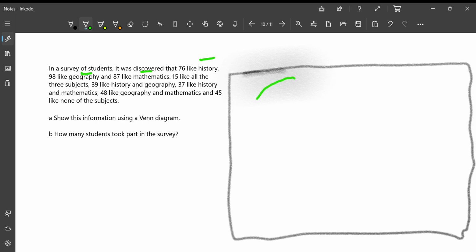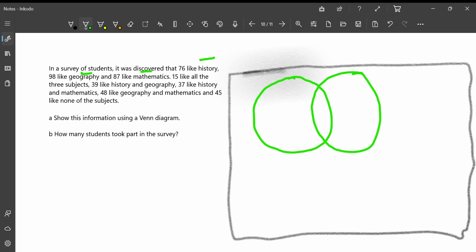So I have one circle here. I'll have another circle here. And I'll have a third circle at the bottom. That's how it's drawn. So we can take time to practice it, but it's not difficult. So these three circles, each of them will represent one thing or the other. So let's label it accordingly. We are told one of them is history. So this circle is for history. This circle here, I will say, is for geography. This circle here should be for mathematics.